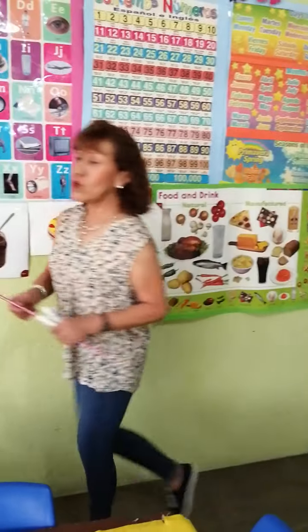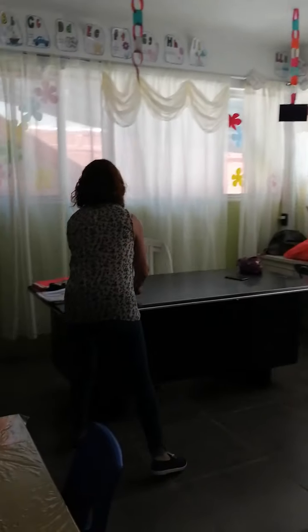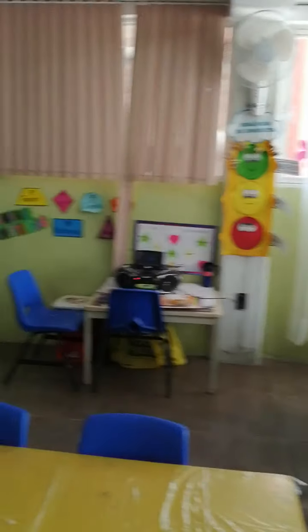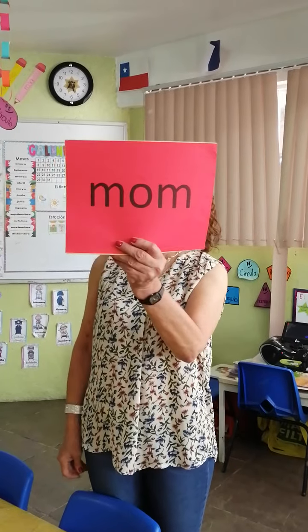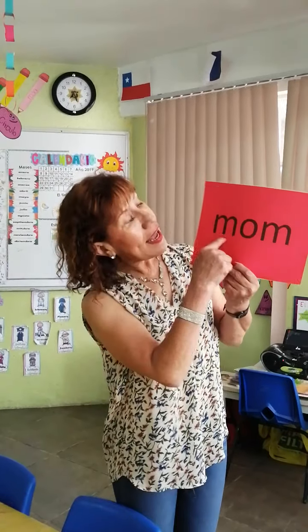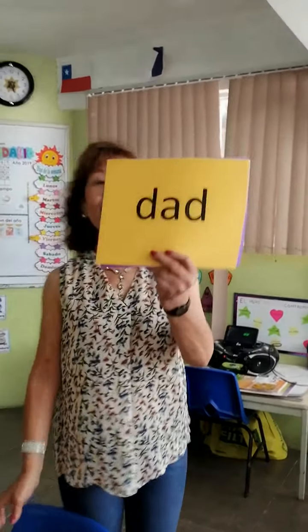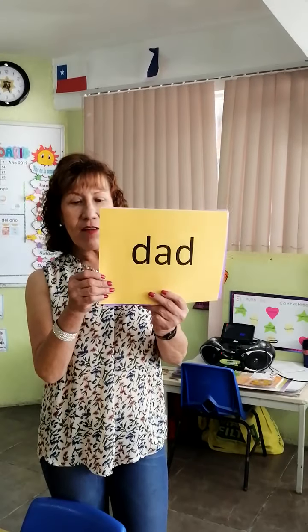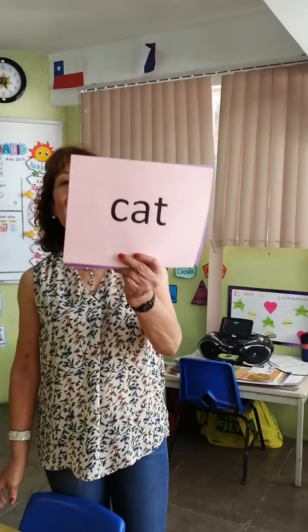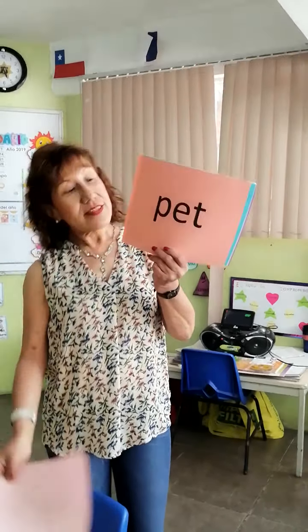Okay, kids. Now let's continue with some words for the spelling B. You are going to put your eyes on me. We are going to start with these words. Can you spell mom for me, please? M-O-M, mom. Very good. Now we have this word, dad. Spell it, please. D-A-D, dad. Perfect. This one, cat. C-A-T, cat. Very good.